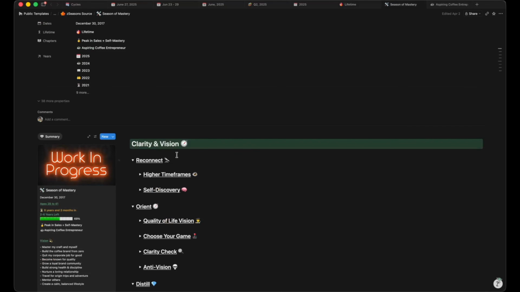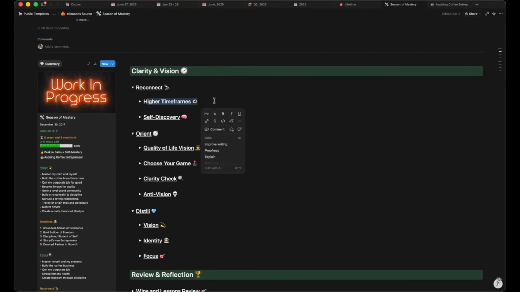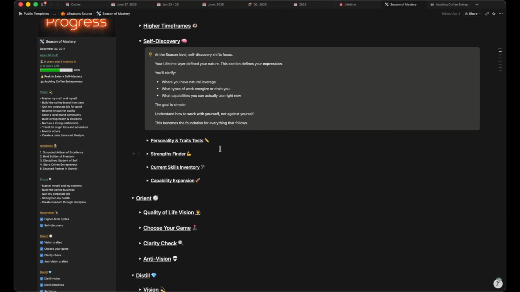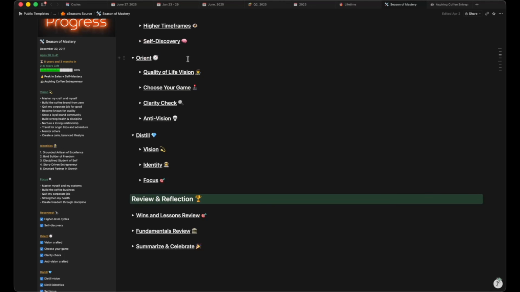So moving on to the seasons, your reconnect section now is going to reconnect you to the lifetime vision, but also you're going to have another self-discovery block where you're going to learn more about yourself, what you're good at, what your current skills are, and how you can possibly expand them during the next season of your life. Your vision work is going to shift here. It's going to be really focused on the quality of life vision. People sometimes call it lifestyle-centric planning. I don't really like the term lifestyle, but quality of life is really what we're going to be focusing on. So you're going to be defining how you really want to live. And only after you define that, you're going to be choosing the game that you want to play that's going to bring you closer to that quality of life vision.